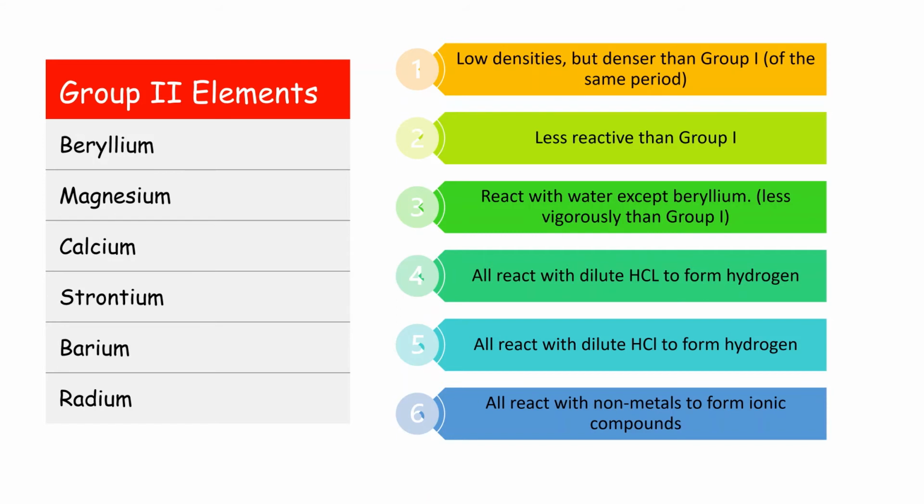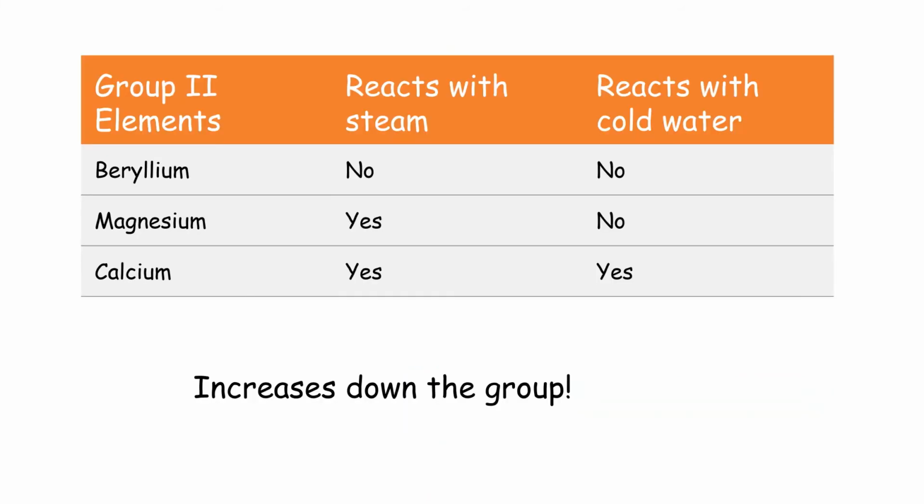Similar to group 1 elements, the reactivity of group 2 elements increases down the group. Beryllium does not react with water or steam. Magnesium has almost no reaction with cold water, but reacts with steam to produce hydrogen. Calcium reacts steadily with cold water. Now, we can look at the table that compares the reaction with water for beryllium, magnesium, and calcium. The reactivity increases down the group.